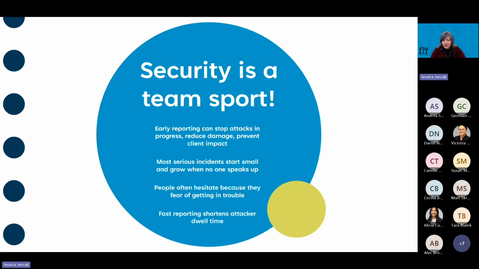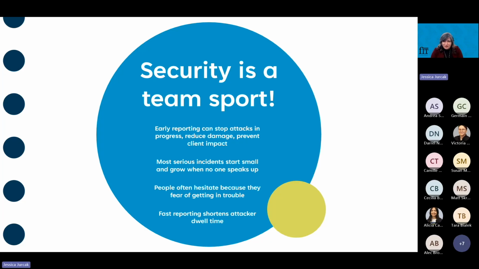We don't ever want to hesitate because of fear of getting in trouble that you had clicked that link. People make mistakes, and like I said, it is becoming so difficult. They're very good at what they do. This is their job, and they're good at what they do. And you should not ever fear that you would get in trouble for reporting it. If anything, it would be that you would get in trouble for not reporting it and preventing. And fast reporting just shortens attackers' time to be able to dig in and root out all that data from you.